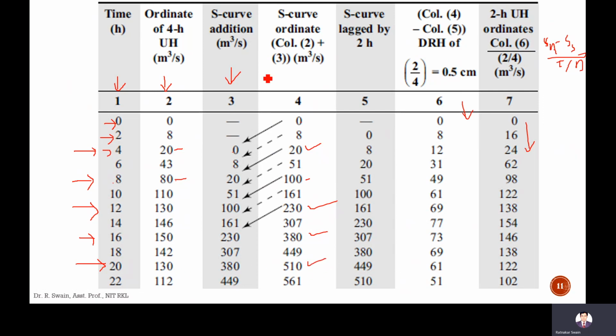Like this. So at these time steps, 2, 6, 10, 14, 18, 22, you have to calculate like this. You have to take the cumulative. Here at 6, it will be 43 plus 8, 51. Here at 10, it is 110 plus 51, cumulative value, so it is 161. Here at 14, 146 plus 161, that is 307. Like this we have to write the values.